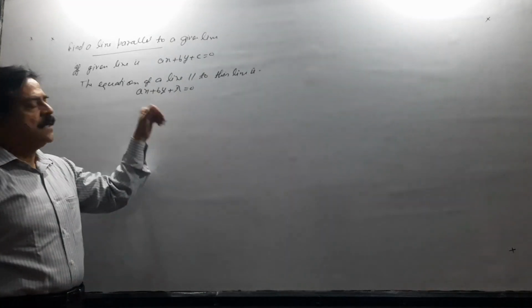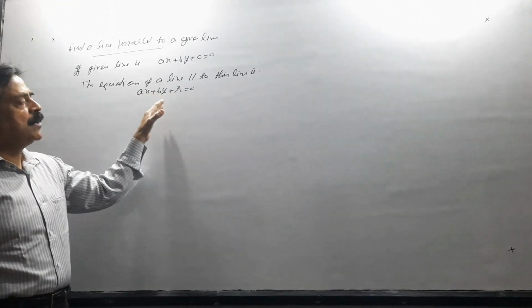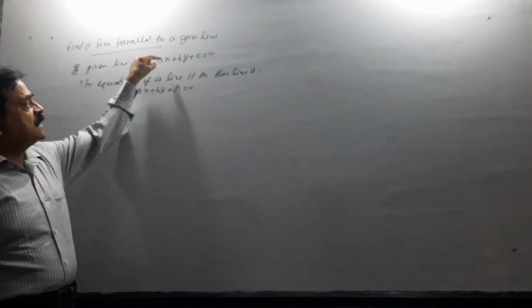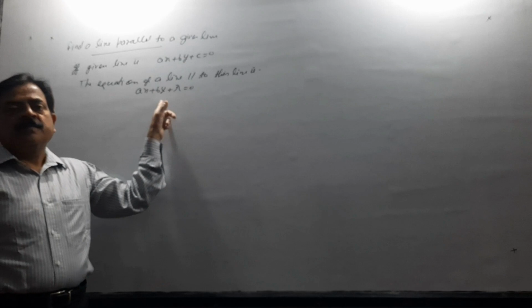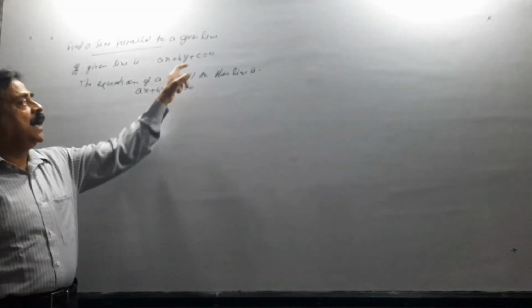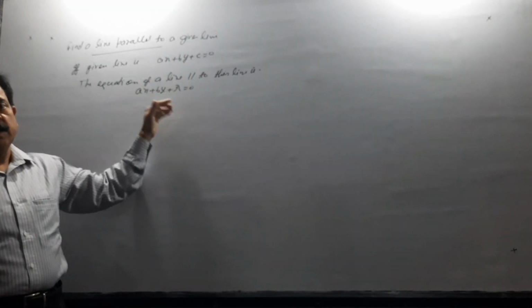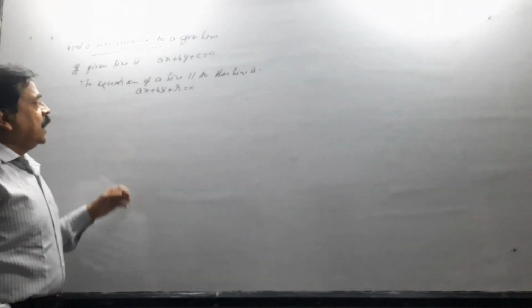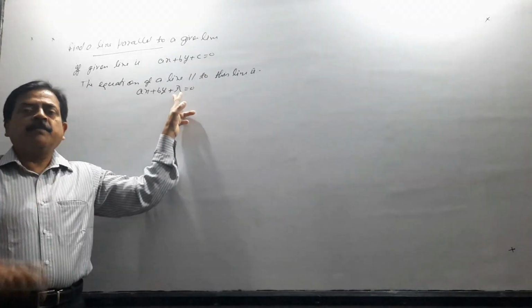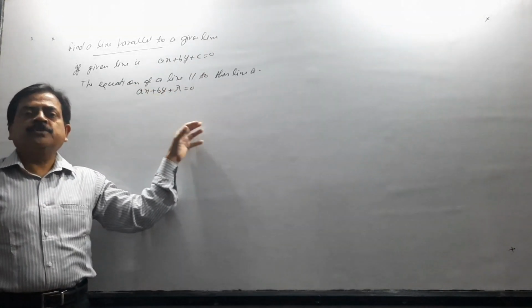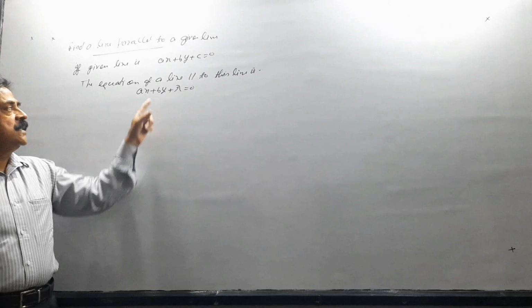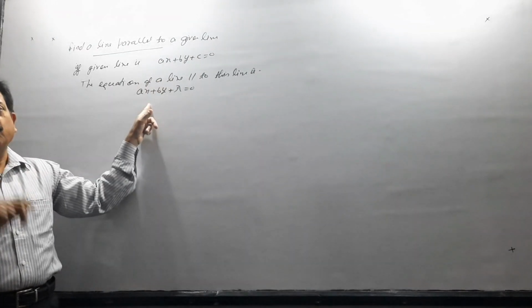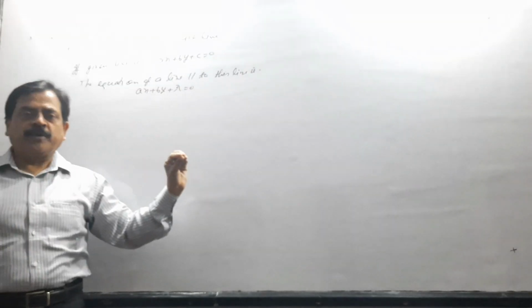This lambda is a scalar quantity and it is unknown, to be obtained. ax and by will remain the same, there will be no change, and only the constant will change in case of finding a parallel line to a given line. To find this unknown lambda, a condition will be given in the question, like the line parallel to the given line is passing through the origin or some other point.